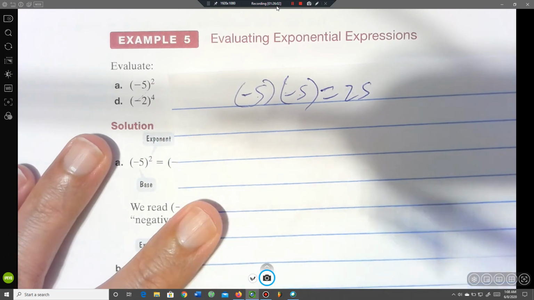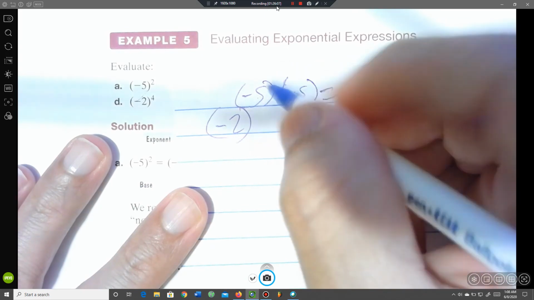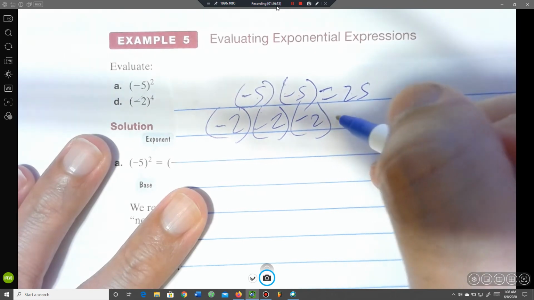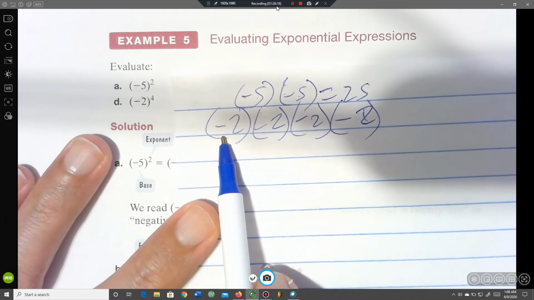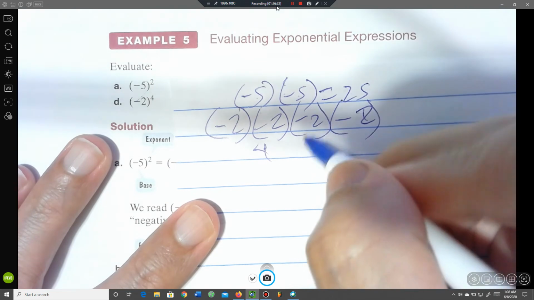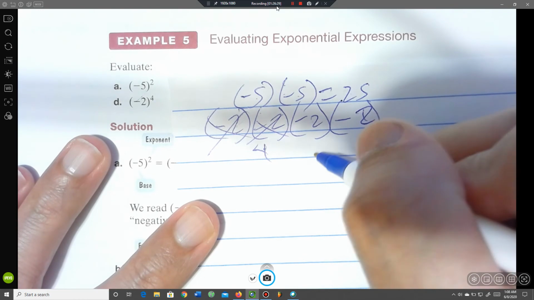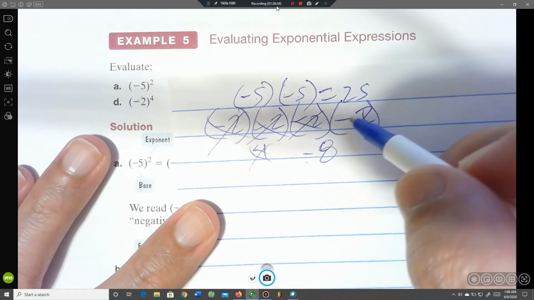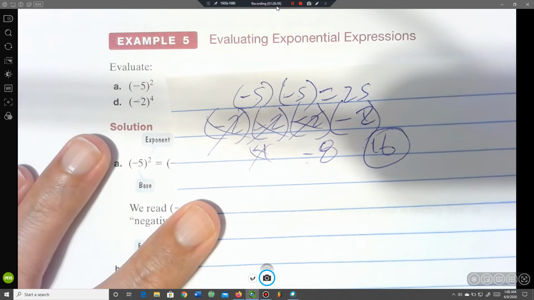Same thing here. That 4 tells you how many times you write your base. That's 1, that's 2, that's 3, and that's 4. Negative 2 times negative 2 is positive 4. Positive 4 times a negative 2 is negative 8. Negative 8 times negative 2 is positive 16. So the answer is positive 16.